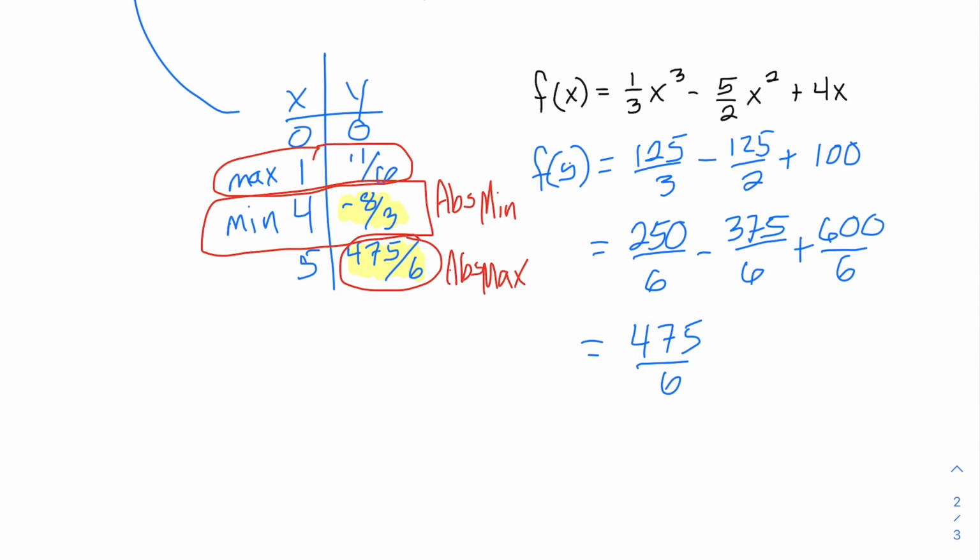And that's it. So we found our critical points. We tested our critical points and our end points to check and see whether our local mins or local maxes were in fact absolute mins or absolute maxes for the interval given.